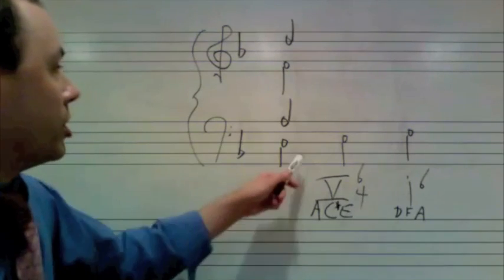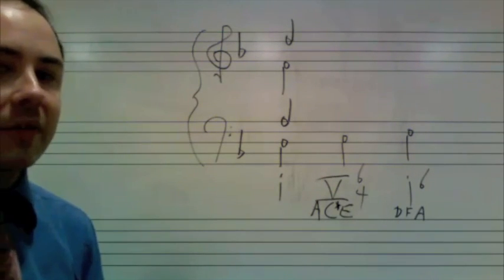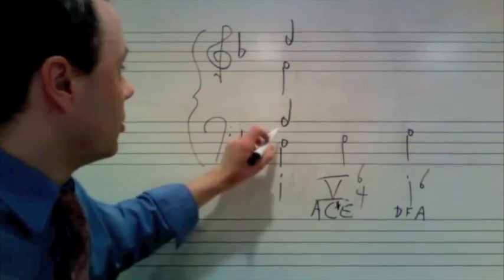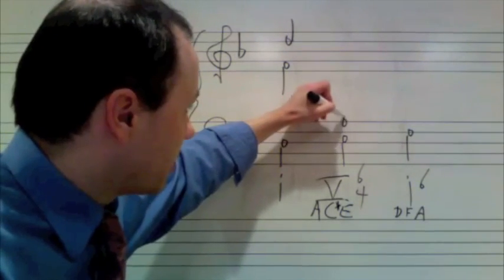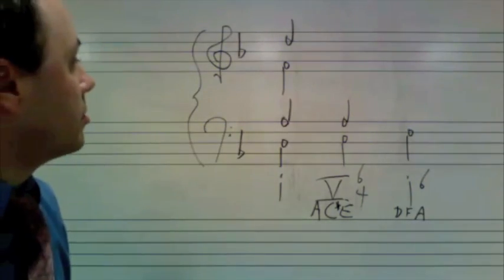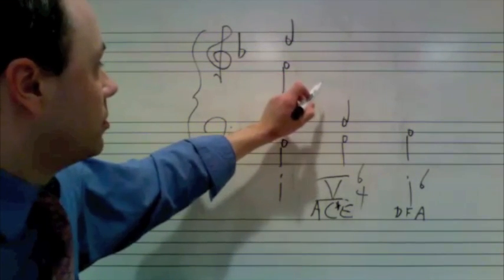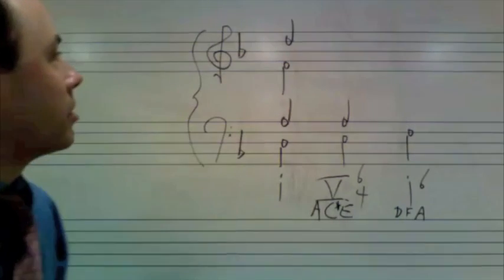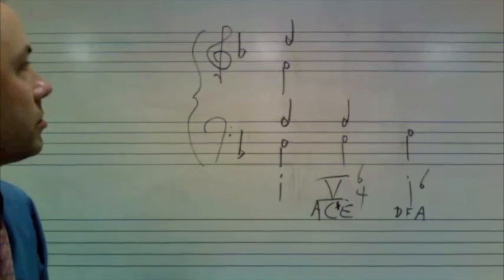What's the common tone between 1 and 5? A. A, always scale degree 5. We keep our A here. That's the common tone. E. Who can move to E by step? Can I do it in my soprano? Both of them can. Either can.